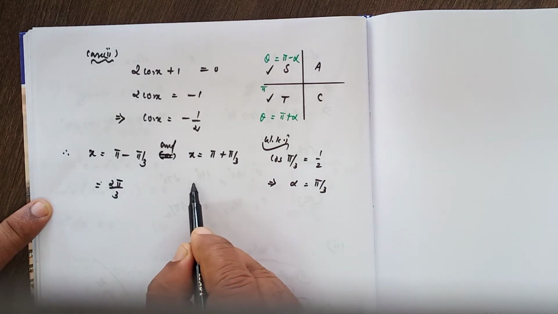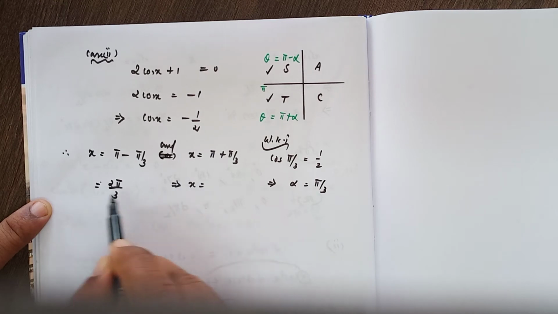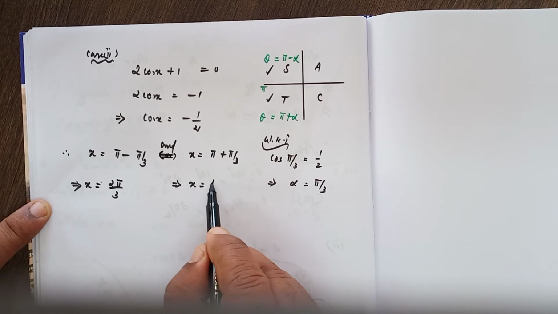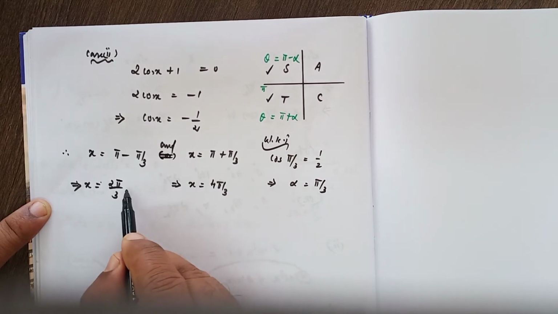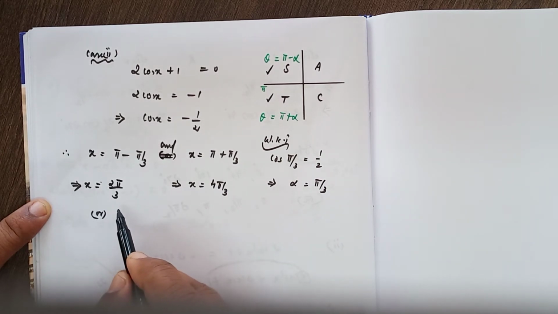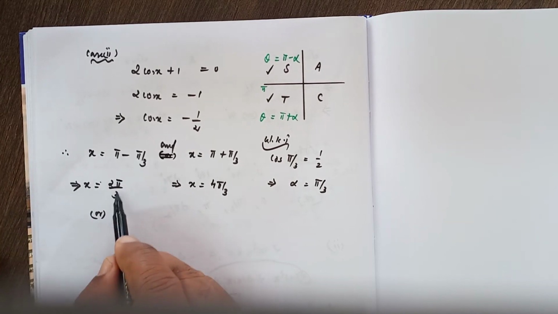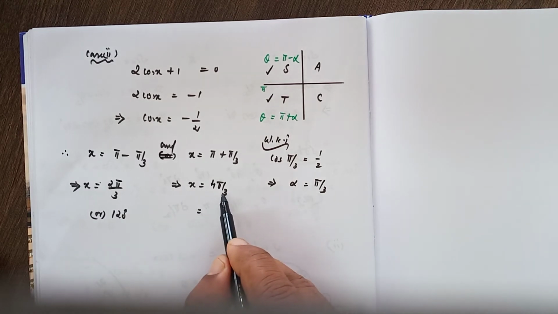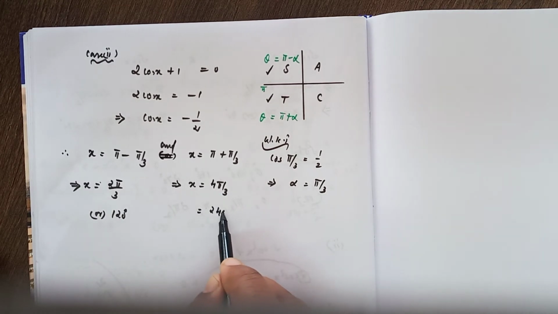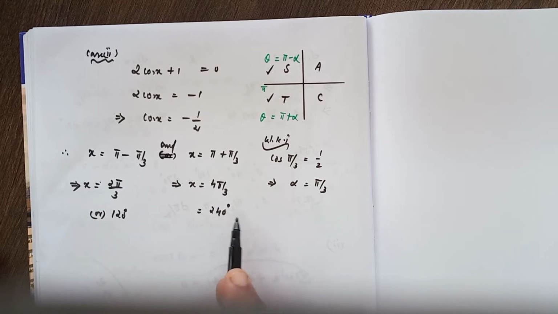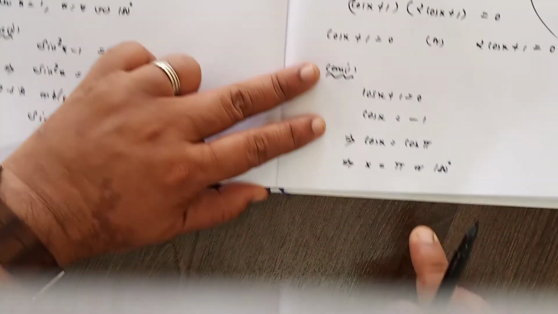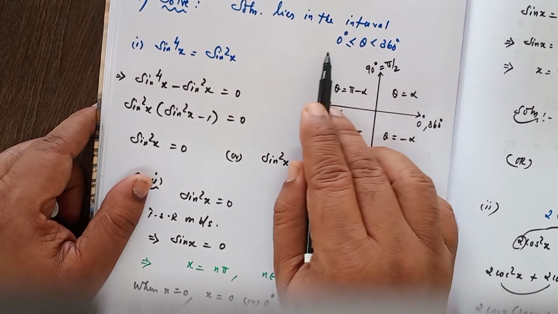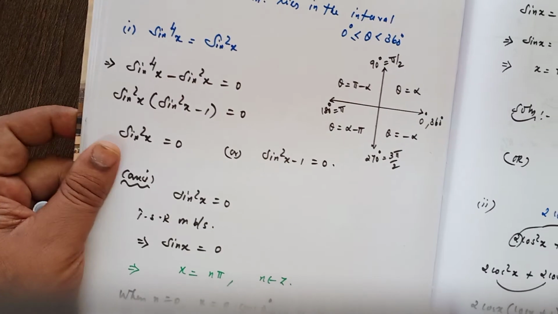You can directly write here x is equal to 3 into pi, 3 pi plus pi, that is equal to 4 pi by 3. Or you can represent them in degrees. Pi by 3 equals 60, 60 into 2 is equal to 120 degrees, and 60 into 4 is equal to 240 degrees. 120 degrees and 240 degrees. Here we have 180 degrees. All the three angles lie in the given interval 0 to 360 degree.